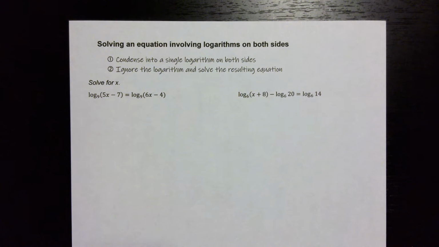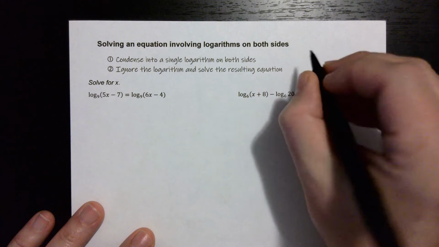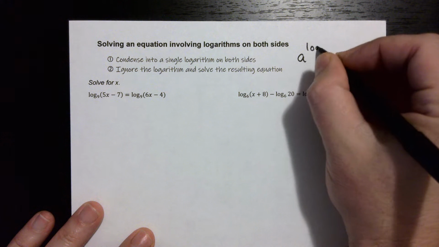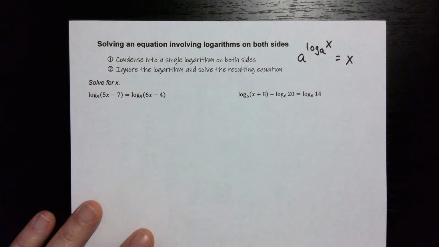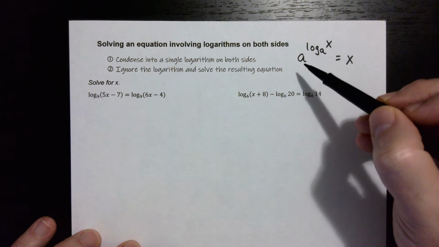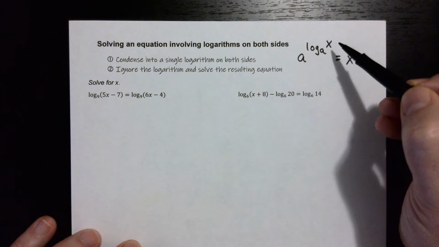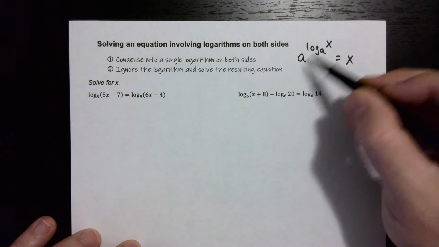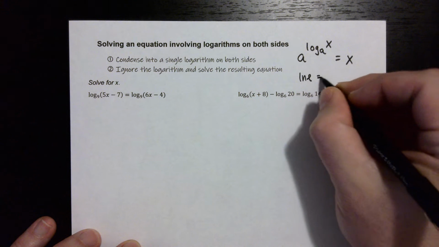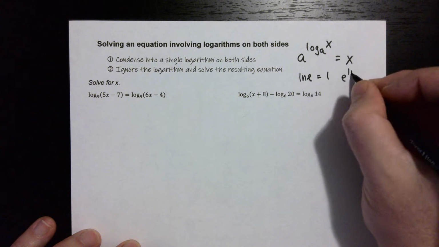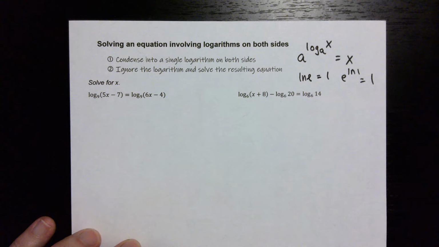resulting equation. Okay, so before we get into that, we recall a rule that says if you have a to the log base a of x, that's going to be equal to x. So in other words, if you have this base down here and you raise it to the exponent of log base a, the same number, of x, then this logarithm and this exponent will cancel out. It's similar to the idea that ln and e will cancel out, or e to the ln of 1 would cancel out to 1 as well. Okay, so we're going to use that.